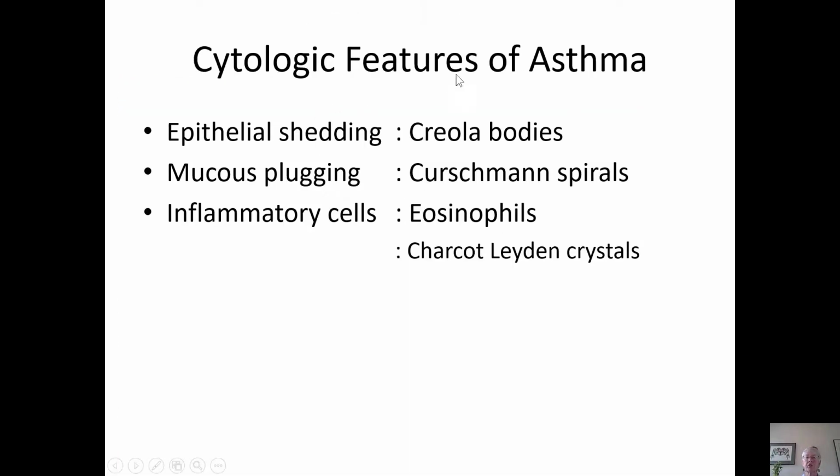So the cytologic features of asthma show Creola bodies, which are indicative of epithelial sloughing, Curschmann spirals, which are small mucus plugs, and eosinophils and Charcot-Leyden crystals, which are indicative of the eosinophilic inflammatory infiltrate.